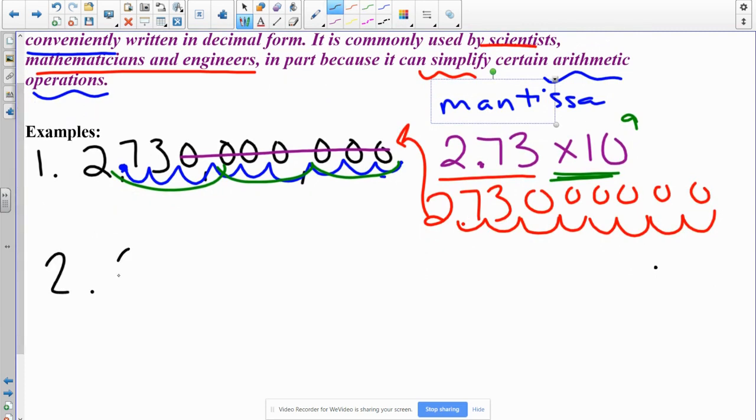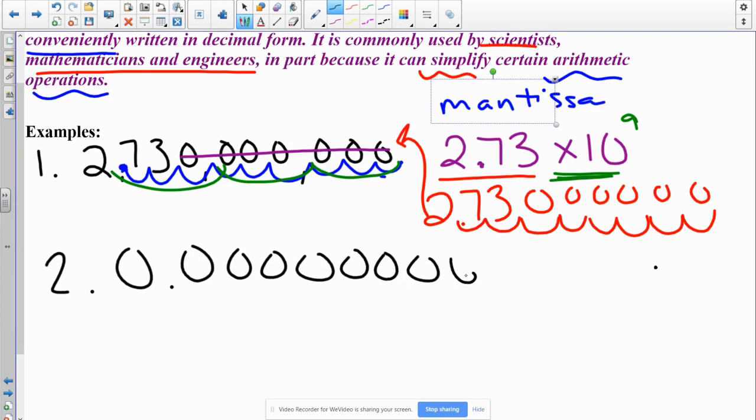Let's look at a small number. 0.00000000673. Okay, so we're going to move that decimal just like we had before. It's right here this time. And we're going to move it till we get, again, one digit, and that one digit has to be between 1 and 10. So we move it once, still don't have a digit between 1 and 10. Twice, 3, 4, 5, 6, 7, 8.